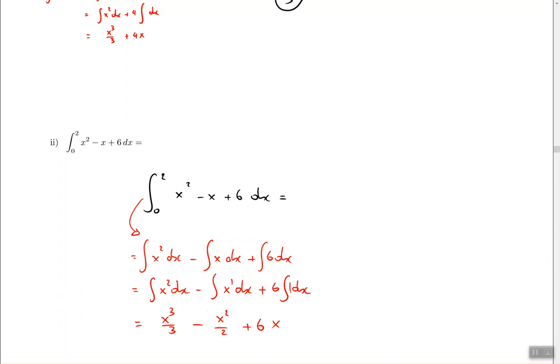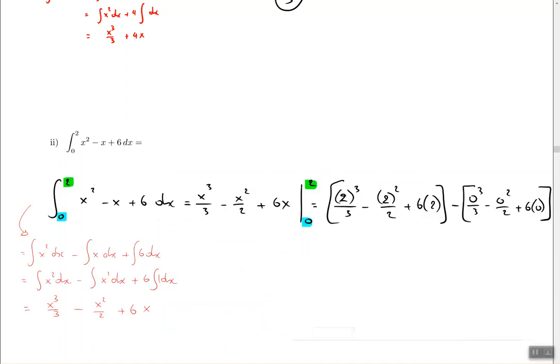Now you could do all that stuff mentally at this point since we've been doing it for a while, and just record the answer over here. X cubed over 3 minus x squared over 2 plus 6x. Difference is we have to put the 0 and the 2. Why 0 and 2? Because the upper bound is 2 and the lower bound is basically 0. And now we just have to plug in the upper bound, plug in the lower bound, and subtract the 2 answers.